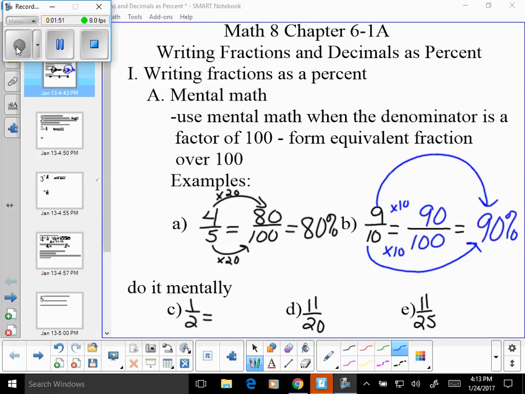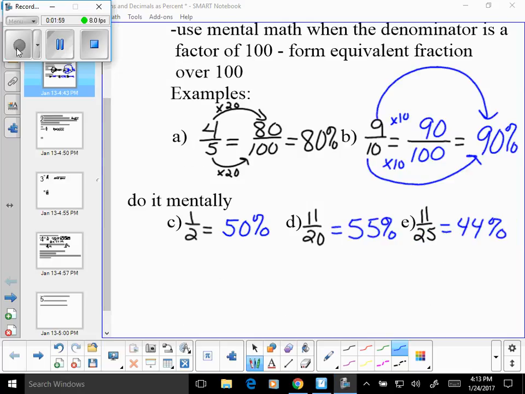At this time, I would like for you to hit pause and do examples C, D, and E. You've had an opportunity to do them, so you can check your answers. 50%, 55%, and 44%. In C, we multiply by 50. In D, we multiply by 5. And in E, we multiply by 4.